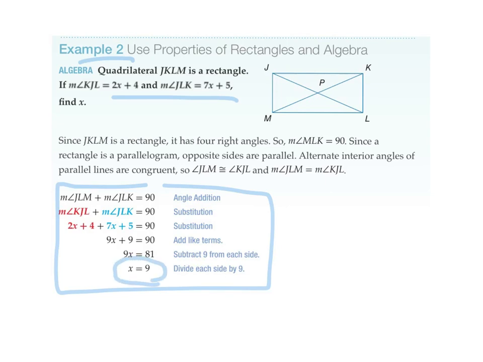And again, make sure you read the question. In example 2 it says find x. If it says find the value of each angle, then you will take this and plug it into this one and then this one. And again, once you've got the answer to that, make sure you add them together, that little check to make sure you get 90 degrees.